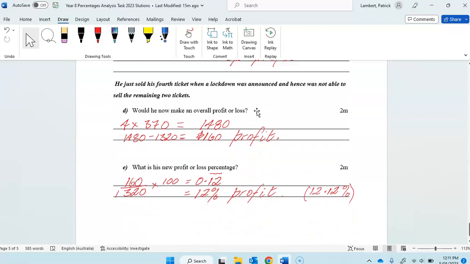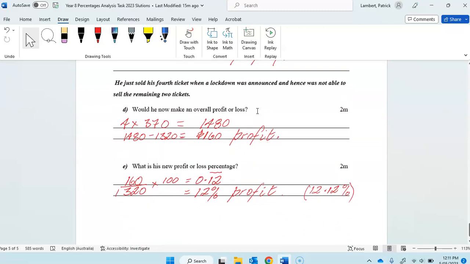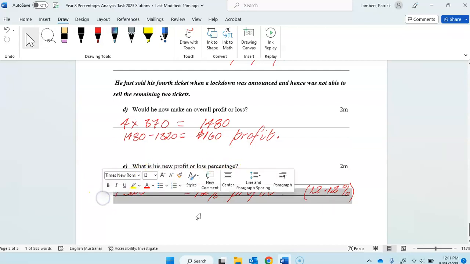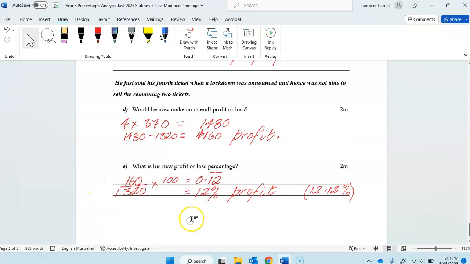Okay, then we're looking at only sold 4 of them, so 4 by 370 would be $1,480. Still made a profit because 1480 is more than 1320. Still made a profit of $160. And what's his new profit or loss percentage? So 160 out of the 1320 multiplied by 100.